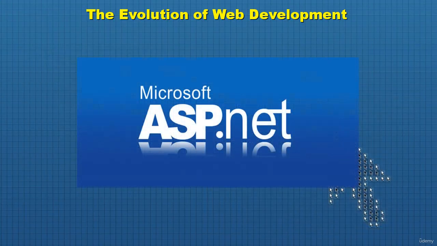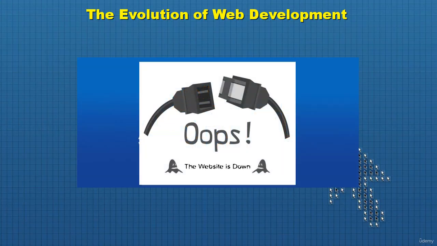Next up, let's talk about ASP.NET. Early web development platforms had 2 key problems. First, they didn't always scale well. As a result, popular websites would struggle to keep up with the demand of too many simultaneous users, eventually crashing or slowing down.